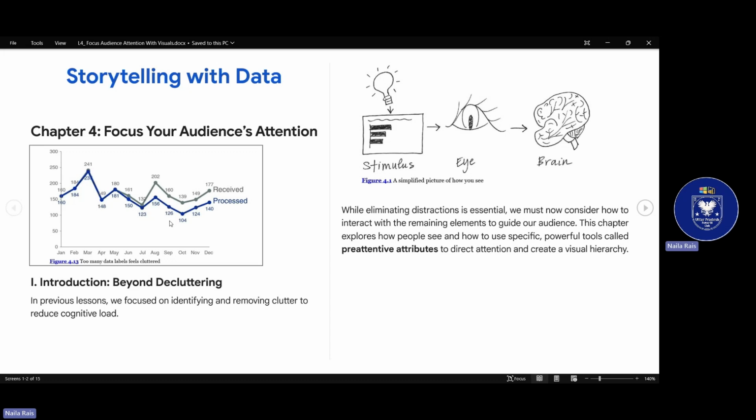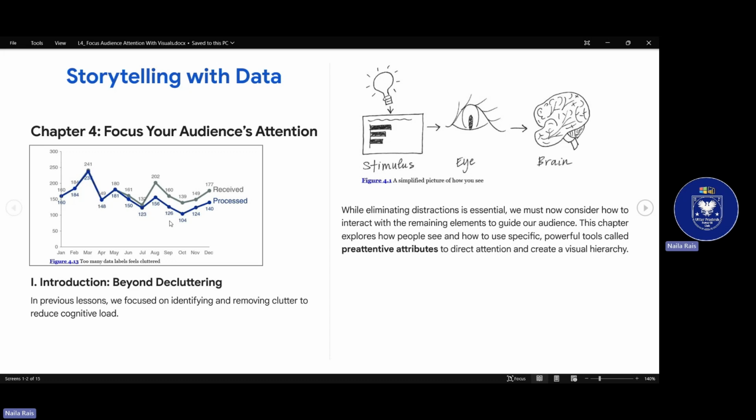So the number one topic that we will be looking at today is the introduction beyond decluttering. In the previous session, we looked at how we can declutter this graph. If you want to look into that, you can see the previous sessions. Today we will be looking beyond decluttering. What other things do we need to focus on? In previous lessons, we focused on identifying and removing clutter to reduce cognitive load.